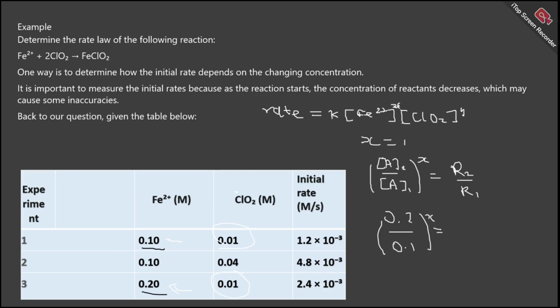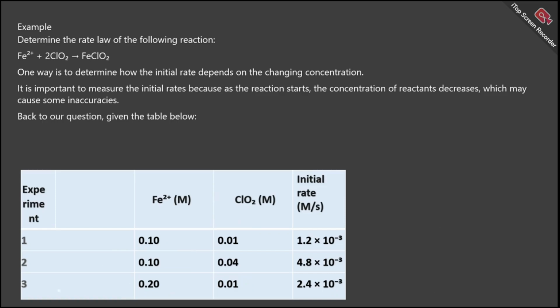So since we got 0.2 as the second concentration, rate 2 is going to be this one. This will be our second rate, this one here. The first one is going to be 1.2 times 10 raised to the power 3. When we divide, we're going to get 2 raised to the power X. This side will get 2, and our final answer is actually going to give us 1. So it's actually very simple.